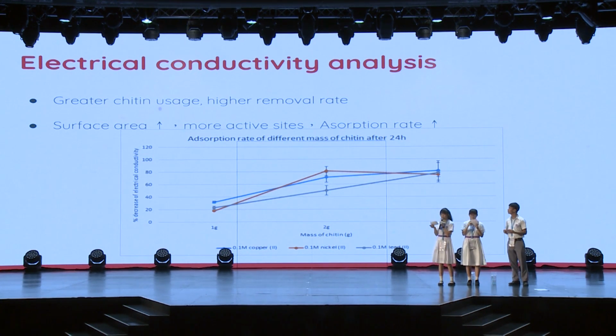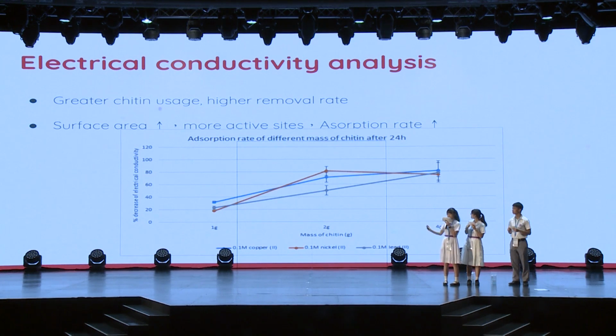These graphs show the adsorption rates of different masses of chitin. We can see that the greater the chitin usage, the better the adsorption. It may be due to the fact that when surface area increases, more active sites are provided. Therefore, adsorption rates increase. The removal rate of 4 grams chitin in 50 ml 0.1 M metal solution reached 75 to 81%.